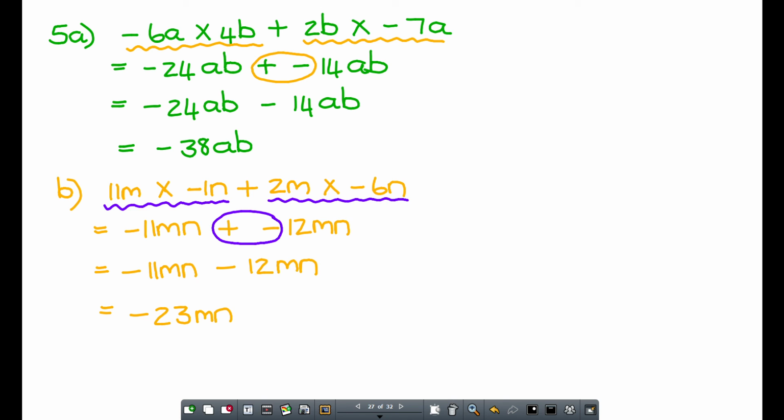Okay, sorry, your hand was up? Yeah. With a minus 1n. I said 11m times minus 1n, and that gave me minus 11mn. Okay, are you good? Okay, and then both of these have mn as an unknown, so I could subtract, and that gave me minus 23mn.